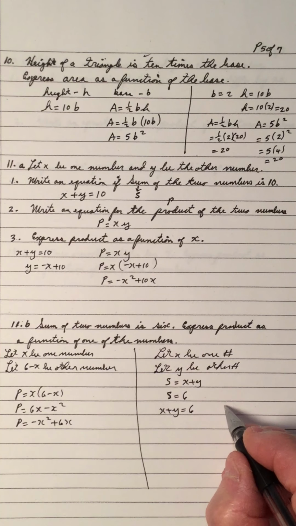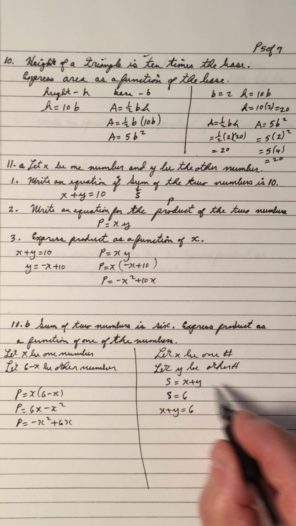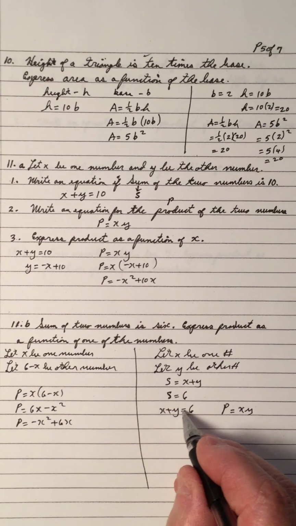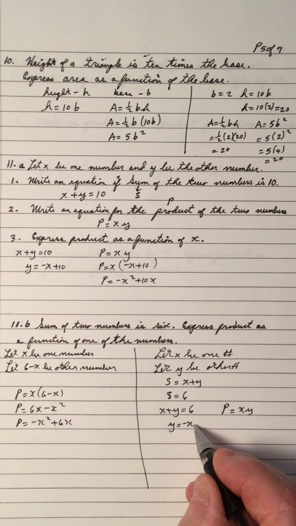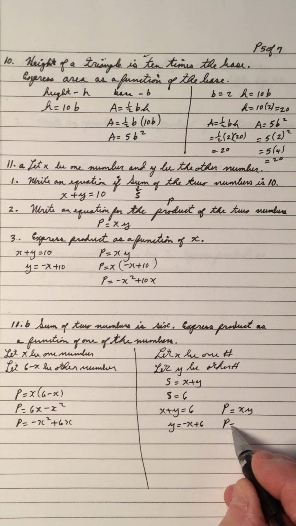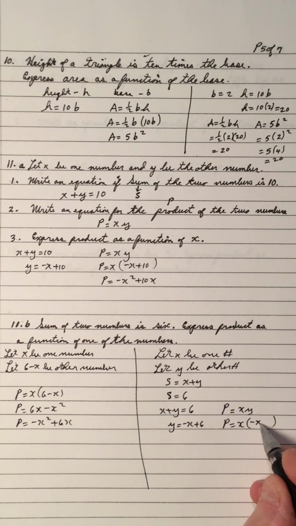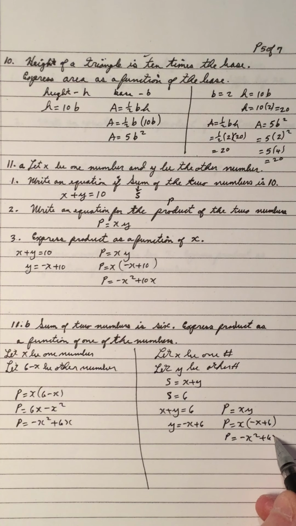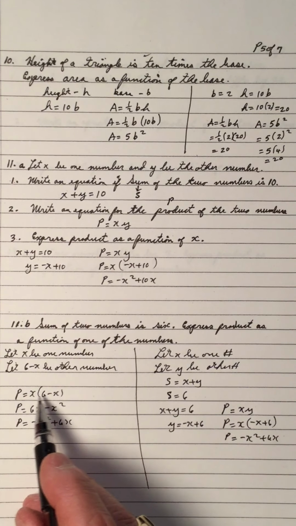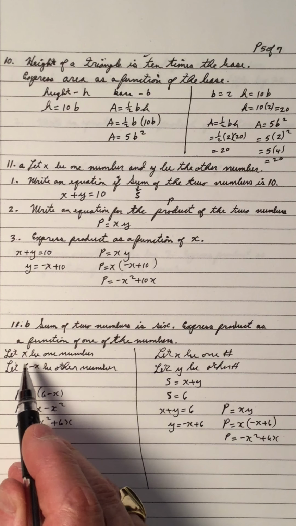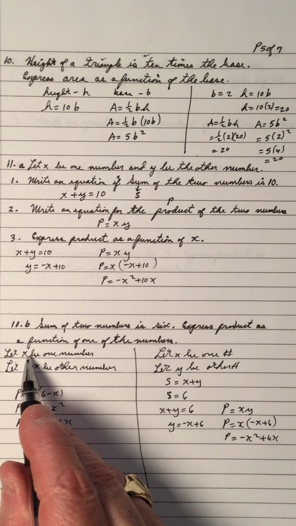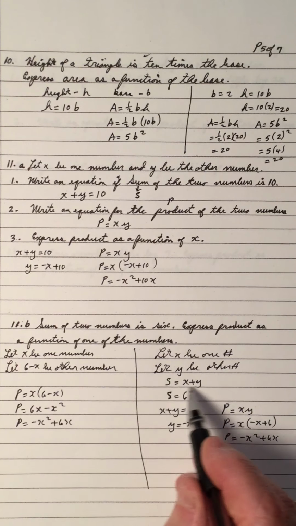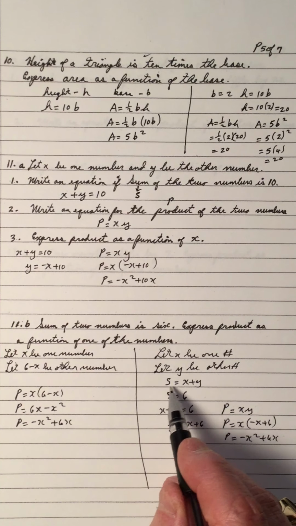Express the product as a function. So the product of the two numbers x and y. We want the product as a function of one of them. So if I take this equation and solve it for y, and then sub it in over here, I have the product as a function of one of the numbers, x. So you can do it this way by saying one number is x and the other one is 6 minus x, and the product p is the multiplication of these two. Much quicker. This is another way to do it, but here you're using x and y.